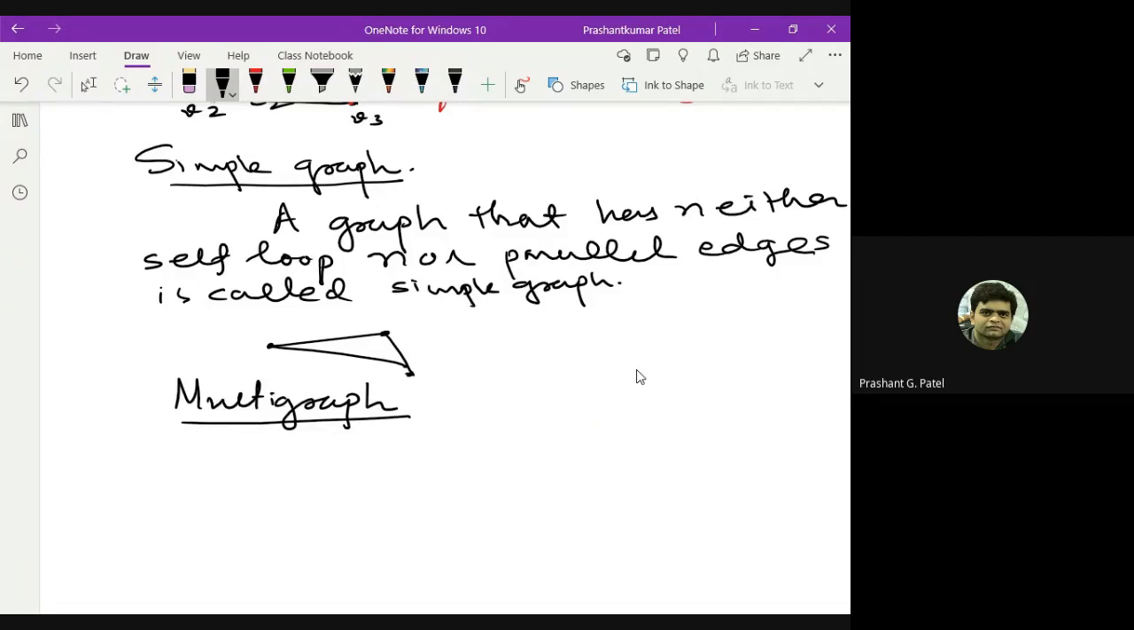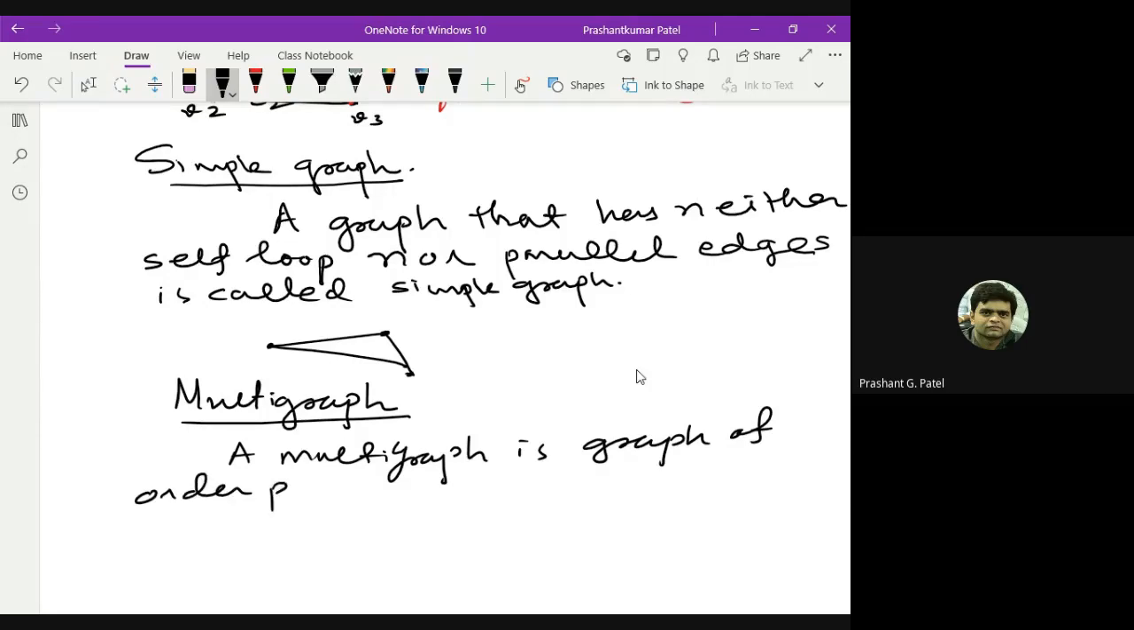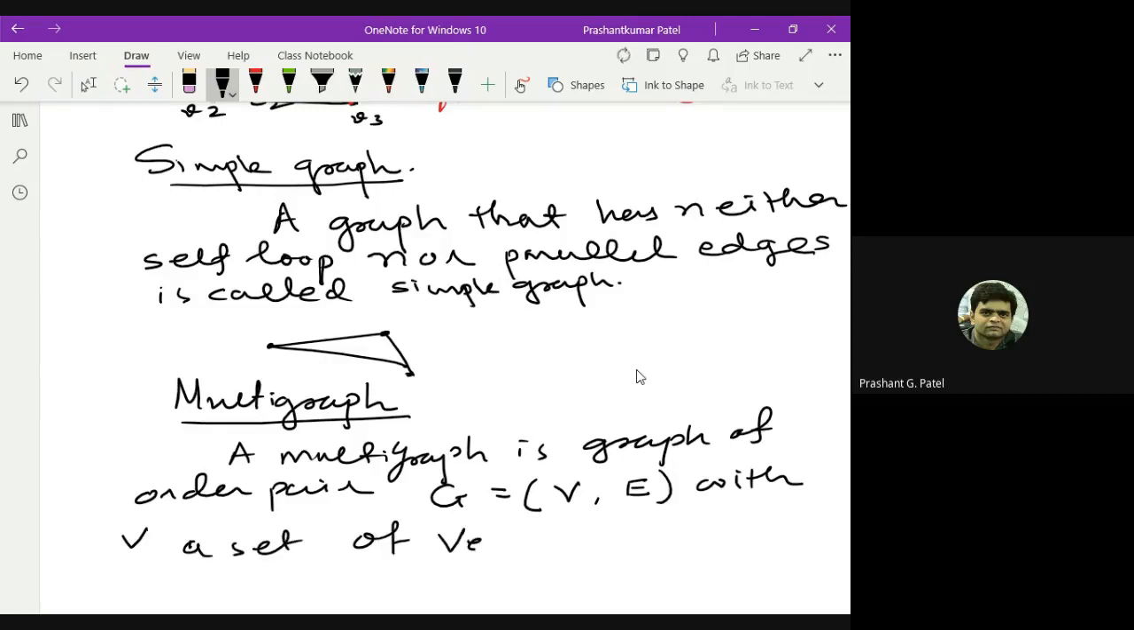What is a multigraph? A multigraph is a graph of ordered pair G equals (V, E), with V a set of vertices. This is also known as nodes.